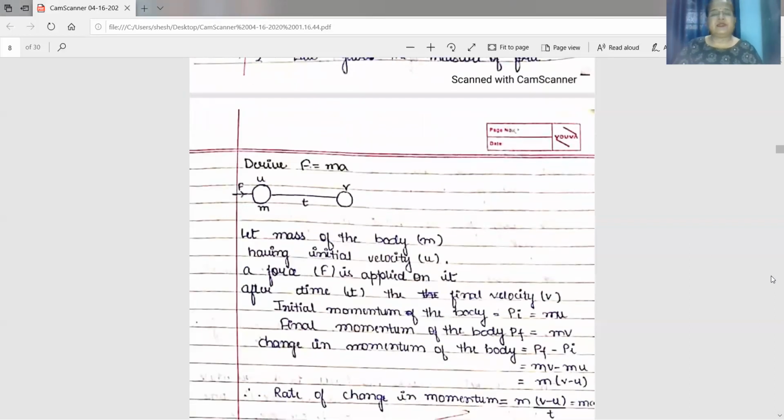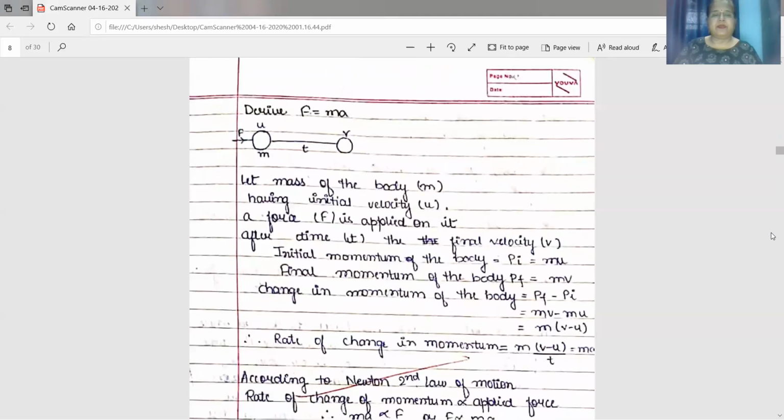Now you will be asked in a 3 marks question, derive F equals ma. Consider a body of mass m. Let this be a body, its mass is m, having initial velocity u. Let F be the force applied on the body for time t. After time t, let the velocity of the body become v. Now, what is the initial momentum of the body? Pi. Pi means i for initial, P for momentum. Pi equals m into u.